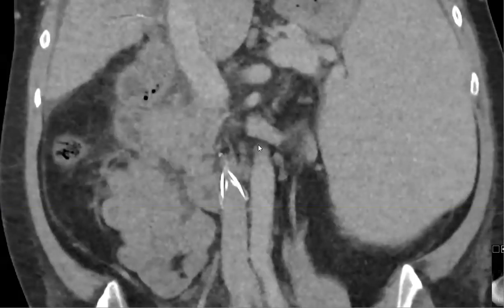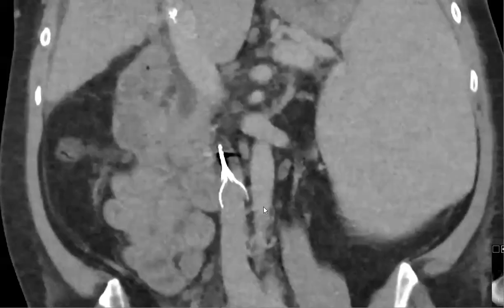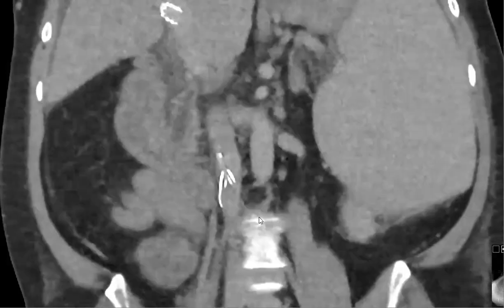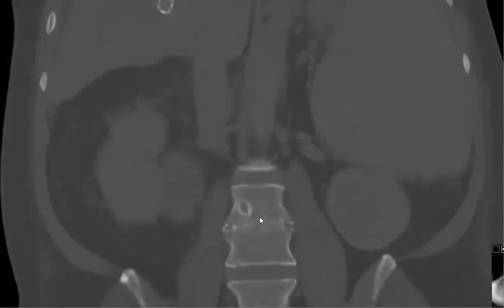So this is an example of a malpositioned IVC filter with one of the struts extending into the aorta and the other strut extending posteriorly into the L3 vertebral body.